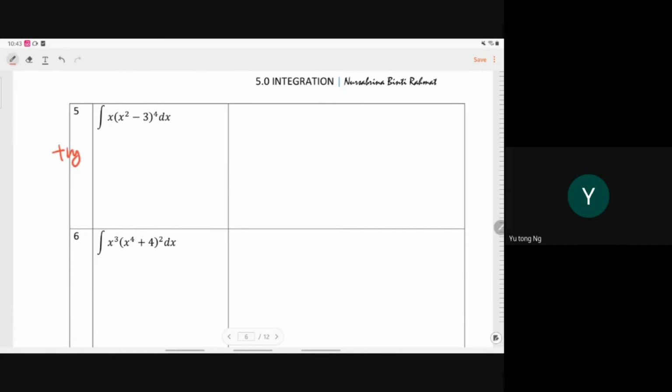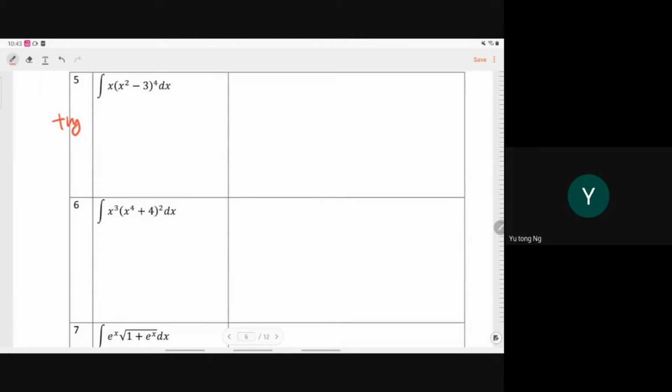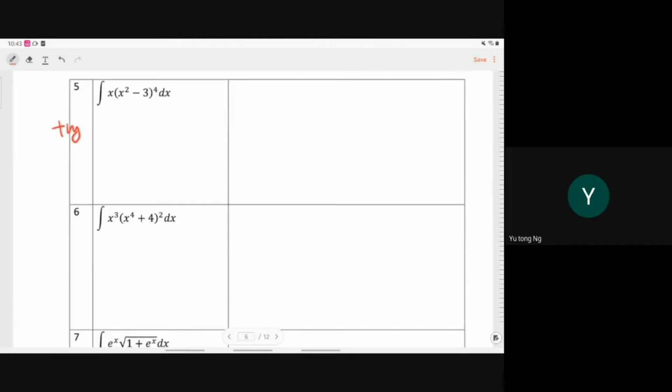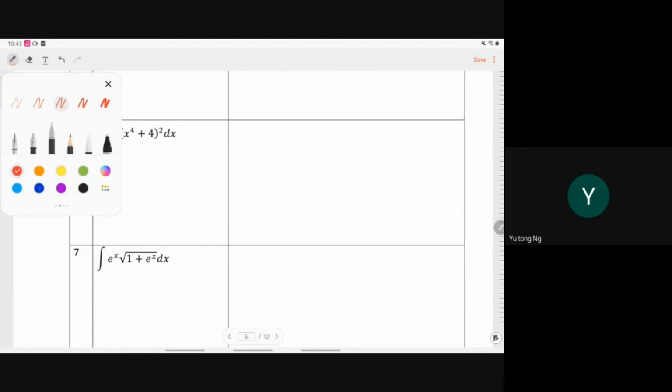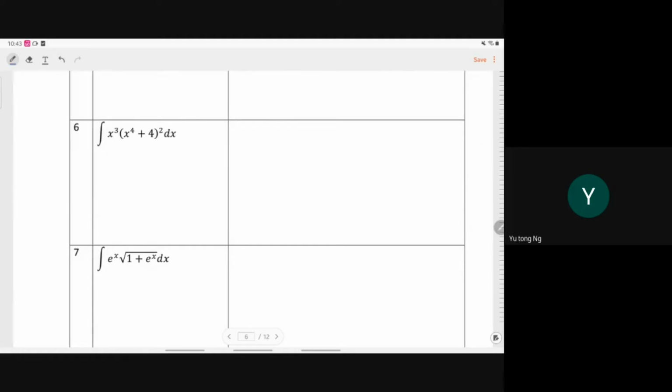Okay, but is it difficult? Okay, teacher will show number 6. So I'll show you how to do number 6. So integrate x cubed times x to the power of 4 plus 4, all to the power of 2. So let my u equals x to the power of 4 plus 4. So du over dx equals 4x cubed.